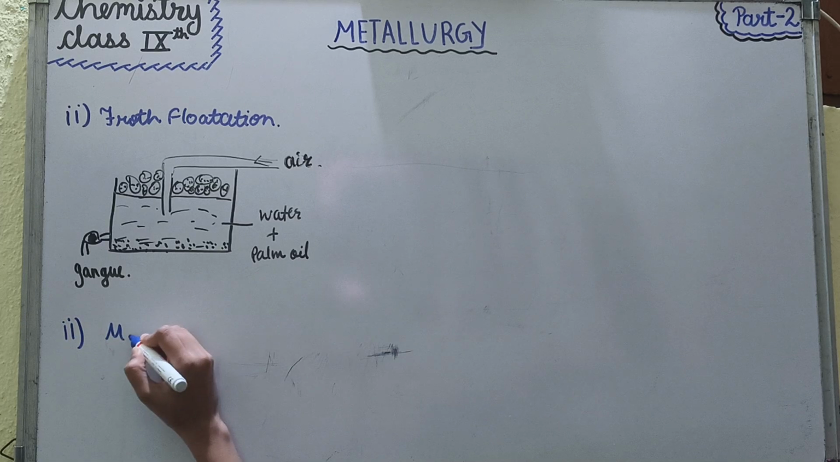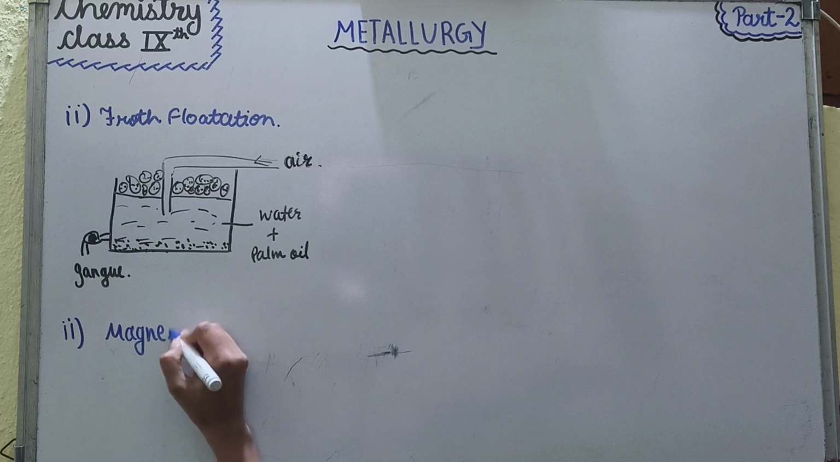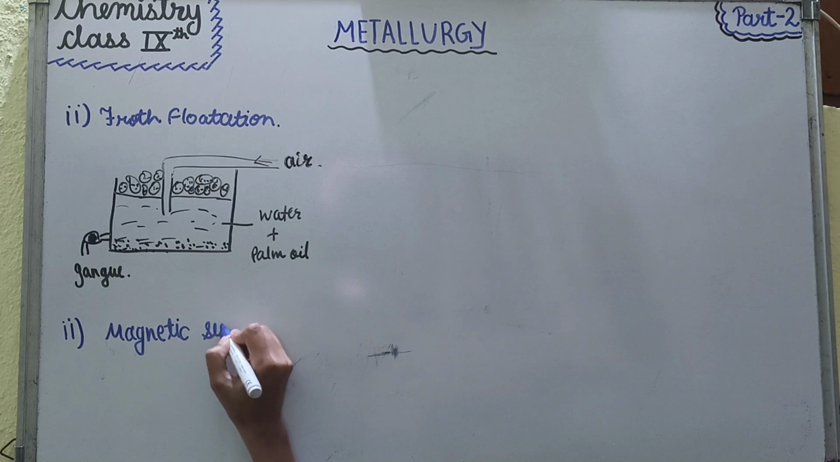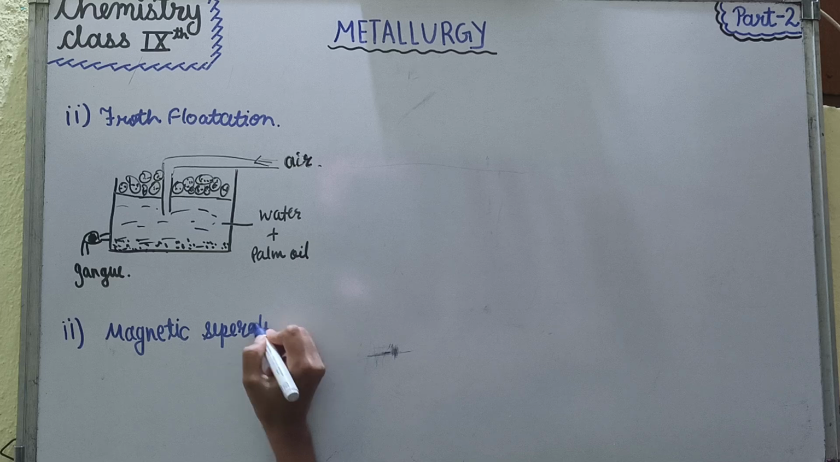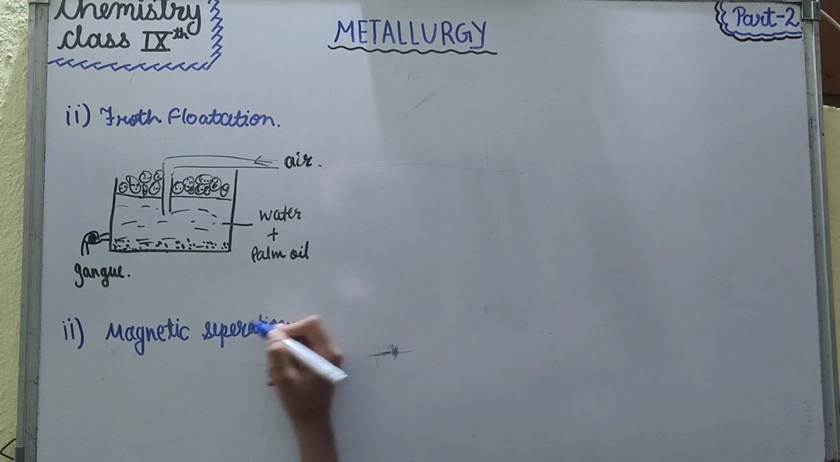Third is magnetic separation. It is applied for ores of iron and aluminium. The principle of magnetic separation is based on the difference in magnetic properties of ore and gangue. Crushed ore is made to fall over the belt revolving over the two wheels, of which one is a magnetic wheel.